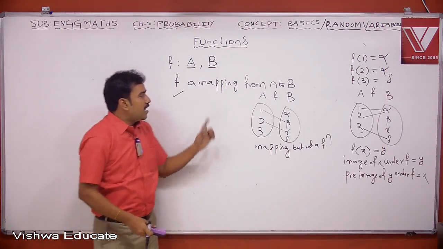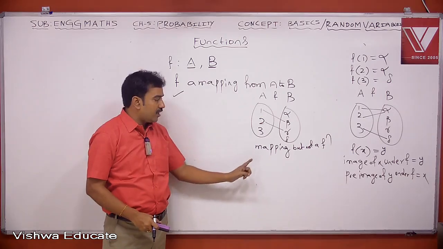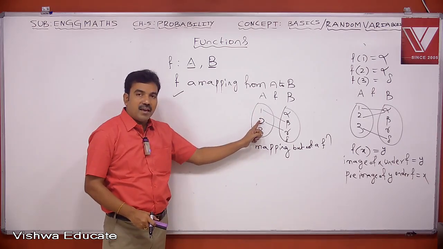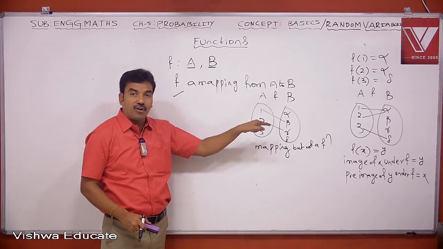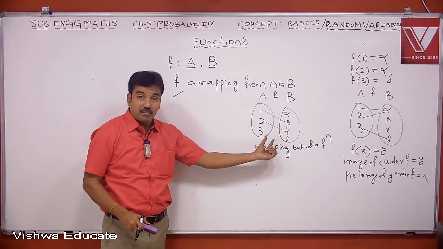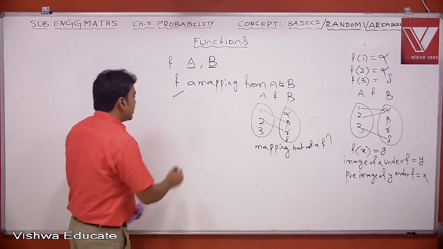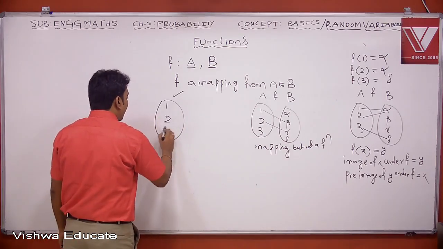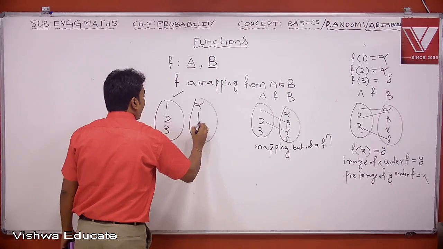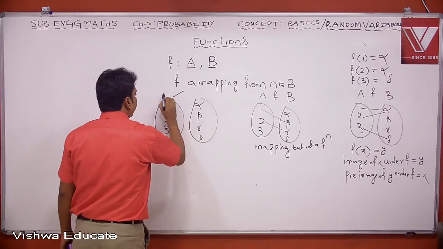We say that a mapping F from A to B is a function if every element of A is mapped with exactly one element of B. Now this is a mapping but not a function, because 3 is not at all mapped to any element of B. Suppose I give this example: 1, 2, 3 and alpha, beta, gamma, delta between the same sets A, B.